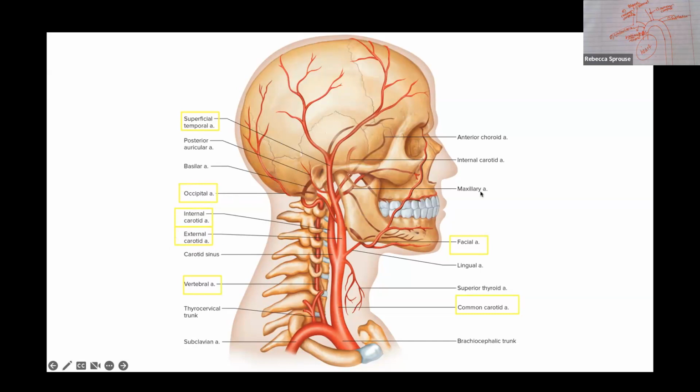So the 3 branches, now obviously there's more branches than that. We're not going to go into all of them. But the 3 branches off of the external carotid that I'd like you to know would be occipital, superficial temporal, and facial. The internal carotid here again goes inside the skull. It's going to feed the brain. We're not going to follow it any further.